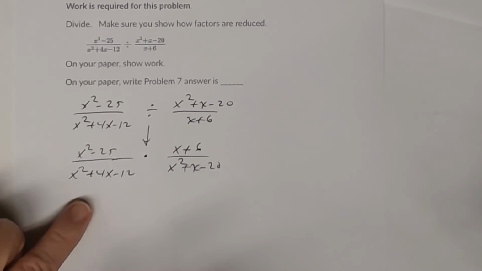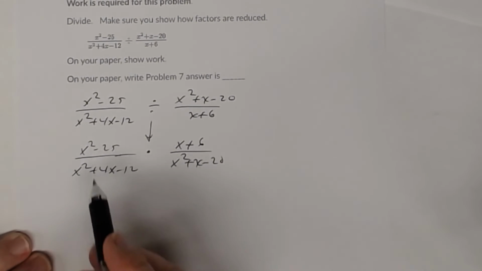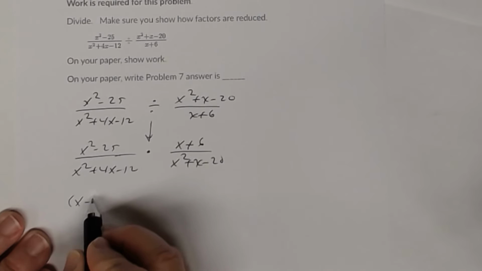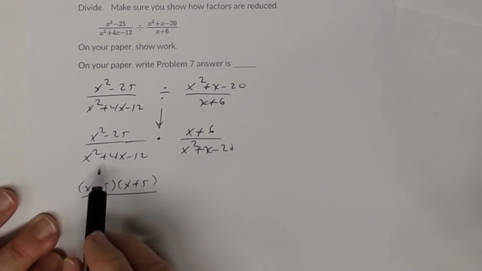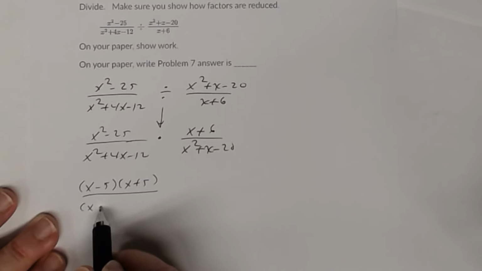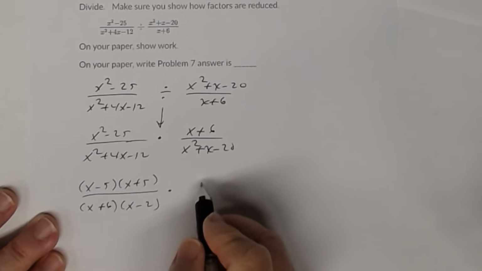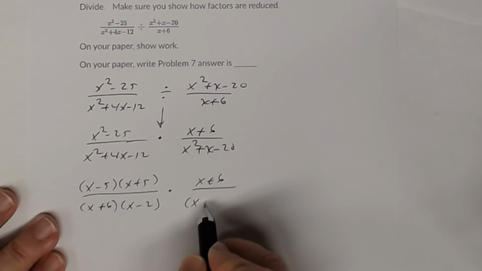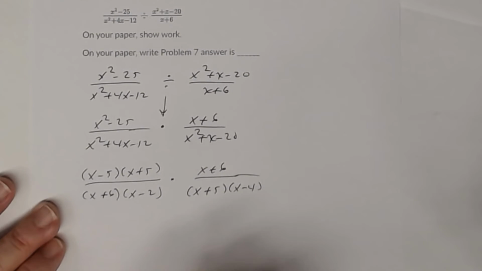And now the next step, as in the previous problem, is to factor all the numerators and factor all the denominators. So in that first numerator, this is the difference of two squares. So I can factor this as x minus 5 times x plus 5. The denominator, I can factor as x plus 6, x minus 2, and this stays x plus 6. The denominator I can factor as x plus 5, x minus 4. So that was the next step.